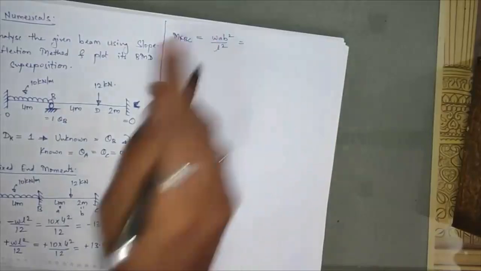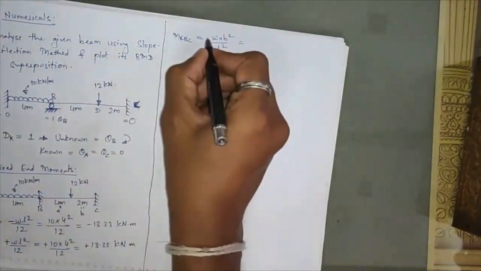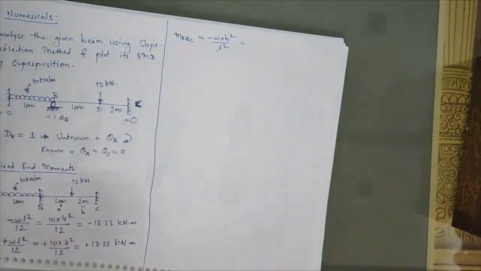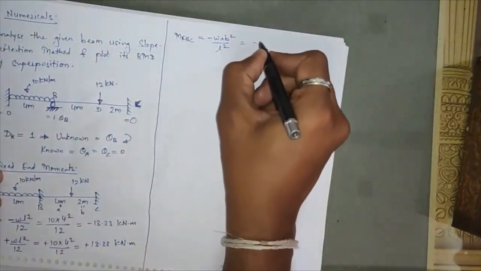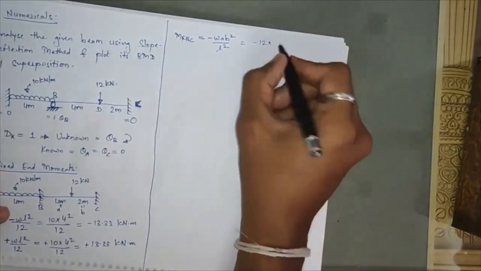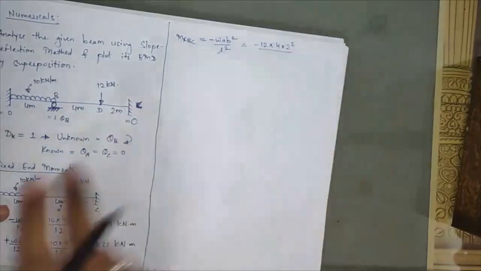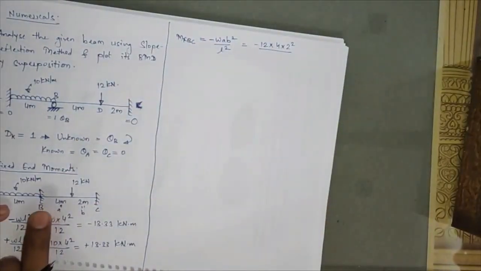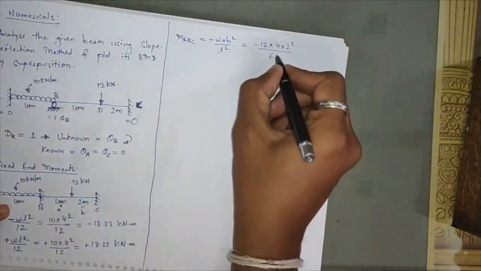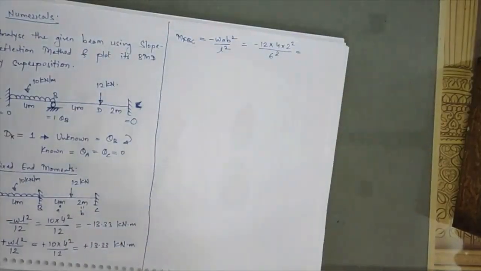W is given as 12 kilonewton, and this moment will again be a restoring moment in the anti-clockwise direction, so this will come negative. So minus 12 into A is 4, into B is 2, and 2 square divided by L. L is the complete length of member BC, that is 4 plus 2, which equals 6. I'll calculate this value.